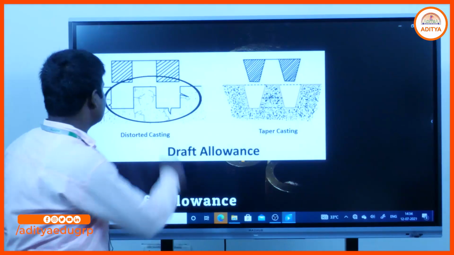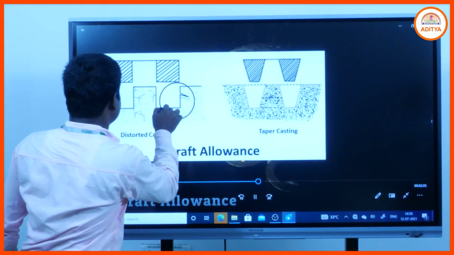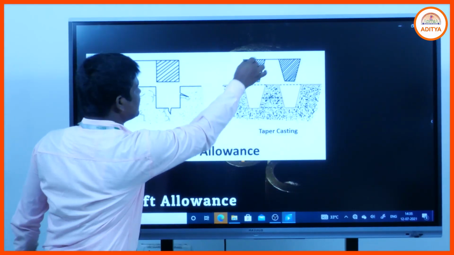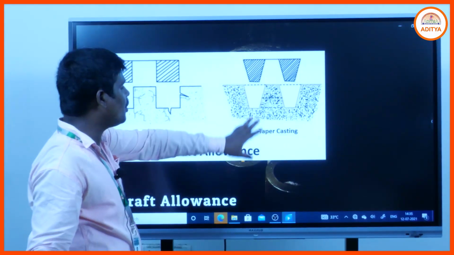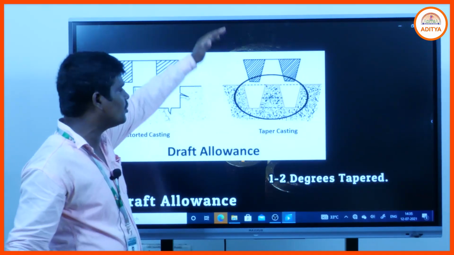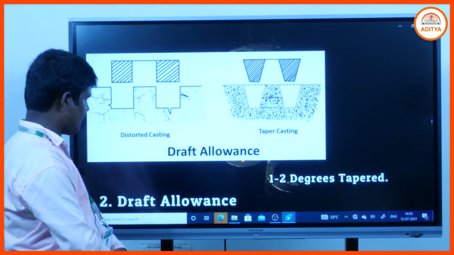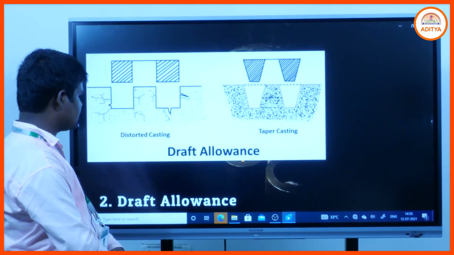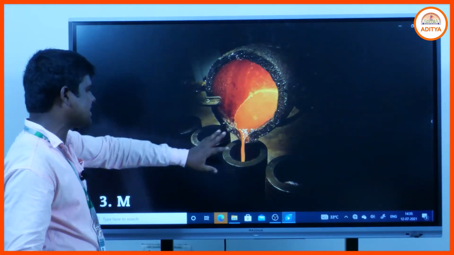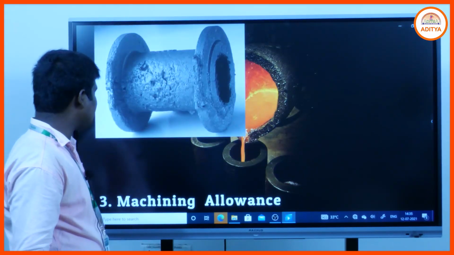Draft allowances: if we do not provide draft, that type of crack will be generated. If we provide that angle, that type of crack will not be generated, and we can easily remove the pattern. That is the draft allowance. That is the distorted casting, and that is the tapered casting, where no extra crack is generated.